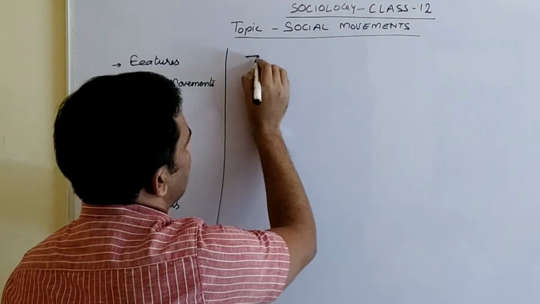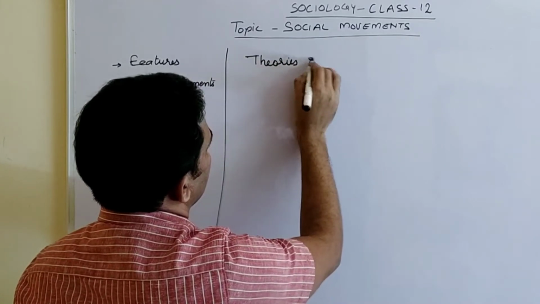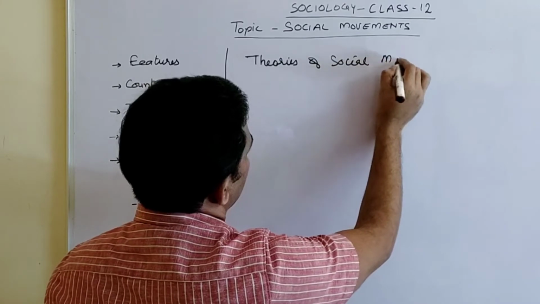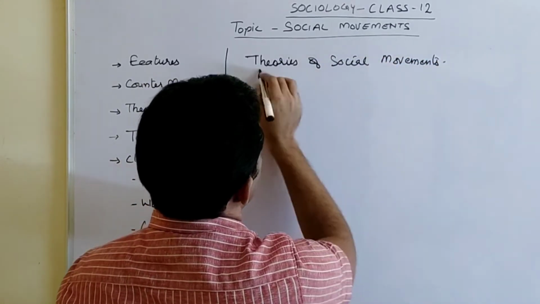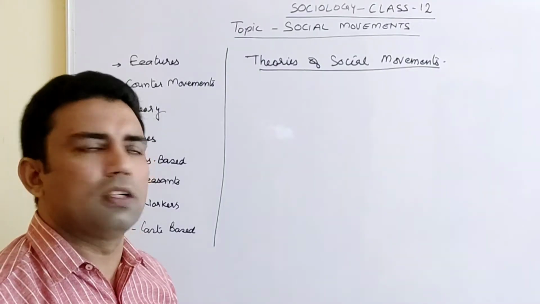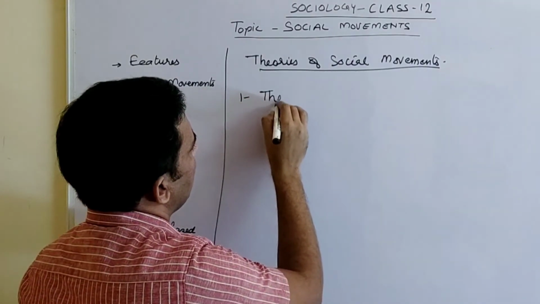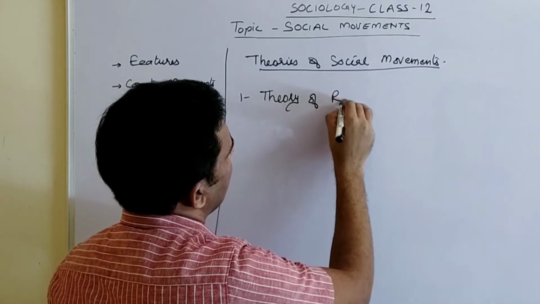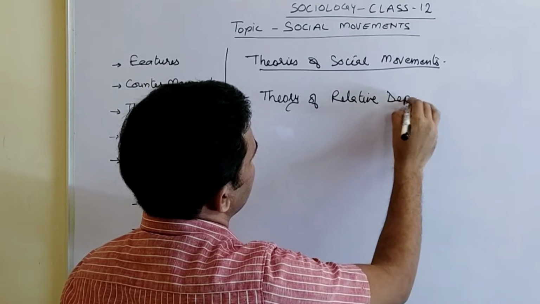Now we are coming to the theories of social movements. We have basically three theories of social movement. The first one is the theory of relative deprivation.